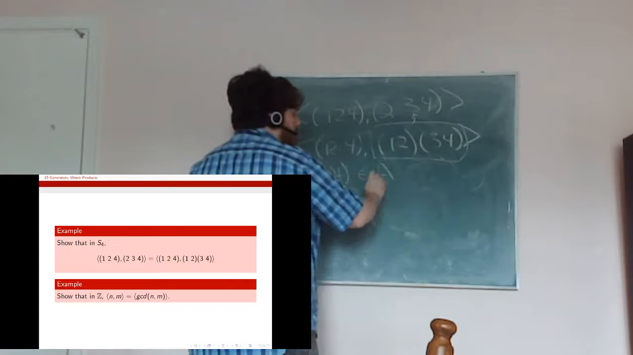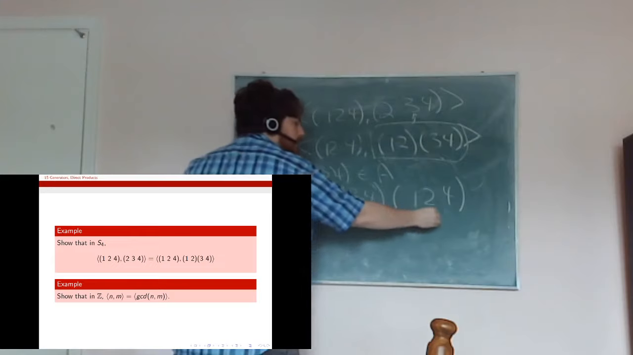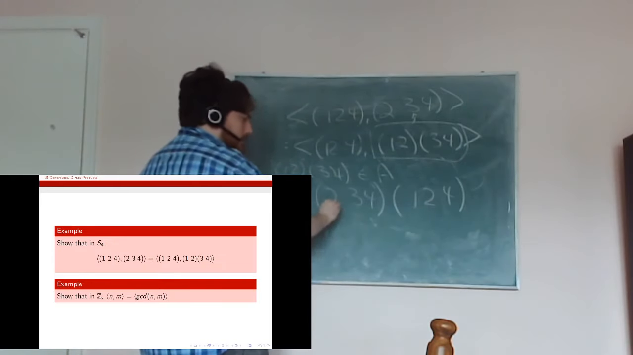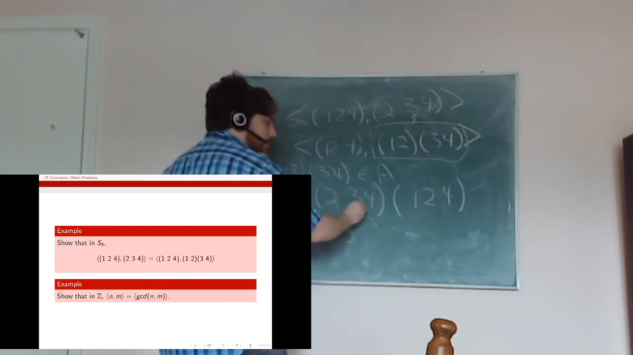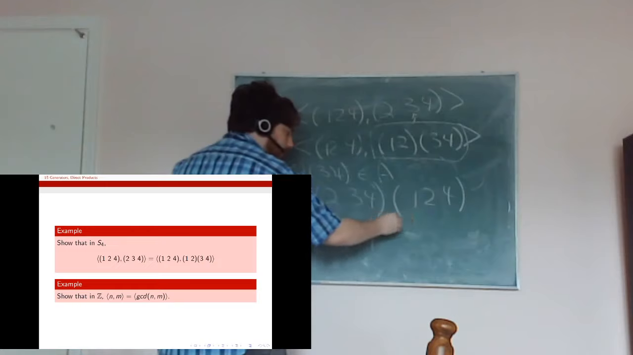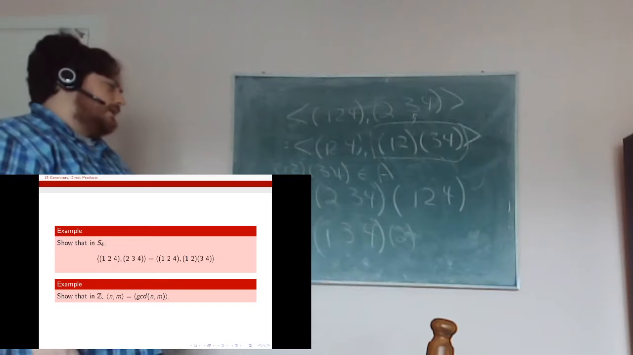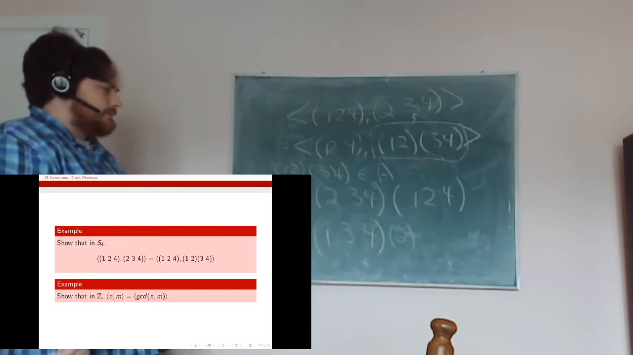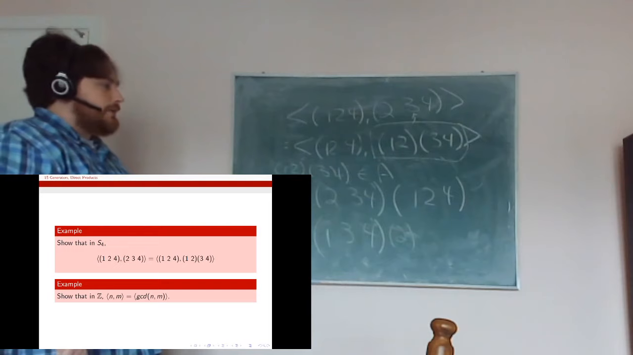(2 3 4) composed with (1 2 4). In this case, 1 is going to go to 2. 2 is going to go to 3. So 1 goes to 3. 3 goes to 4. Because 3 goes nowhere, then 3 goes to 4. So we're done. And then 4 goes to 1. So we close that off. And so we get (1 3 4). So that's not quite right either. So we're going to have to get more complicated and use a couple of these.